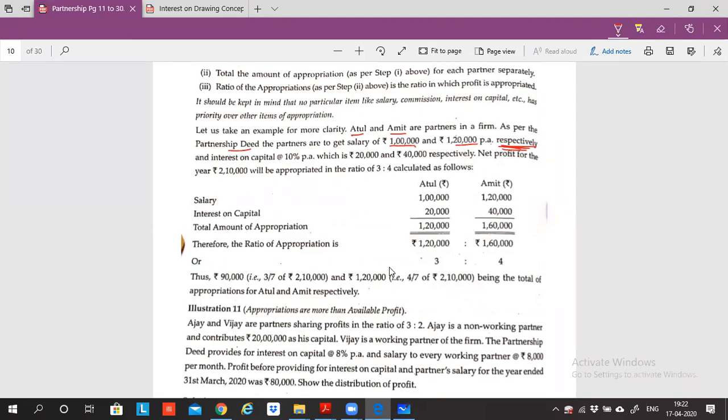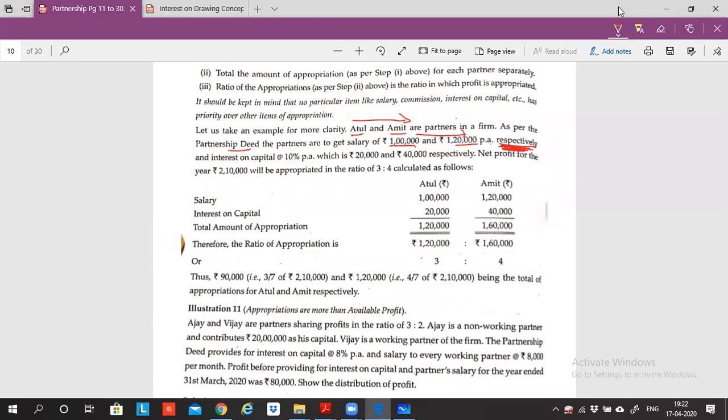This 1.2 lakh will be Amit's. Sir, yes. So this 1 lakh will be gained by Atul and this 1.2 lakh will be gained by Amit. If the word respectively is added, it is very important. Respectively means in the same order as the partners' names. So the amount will flow in the same order: Atul's 1 lakh, Amit's 1.2 lakhs.